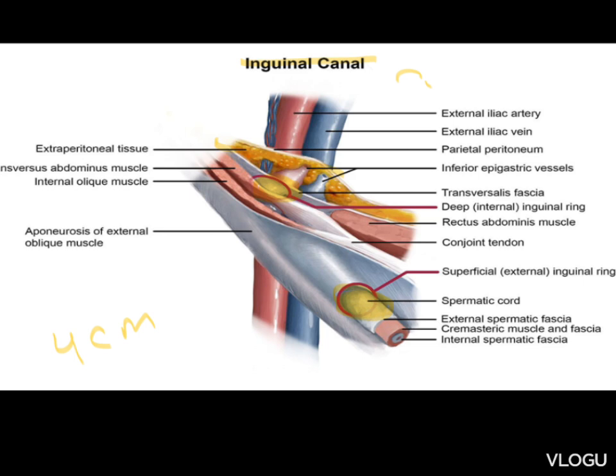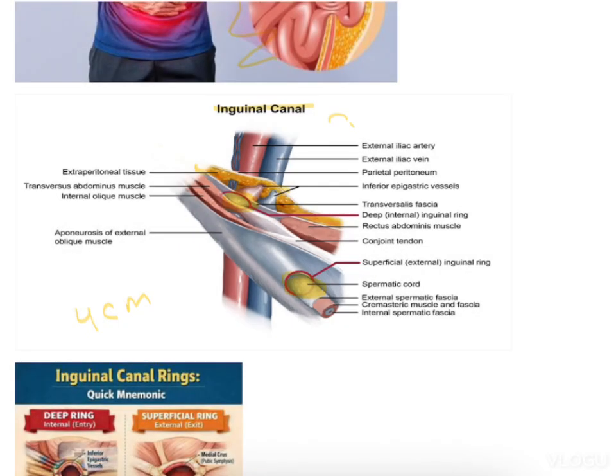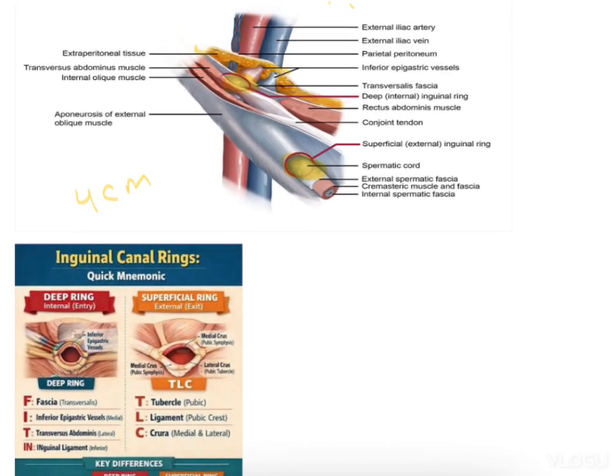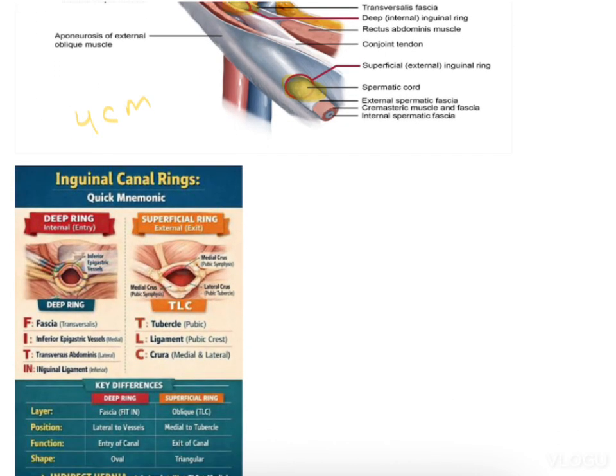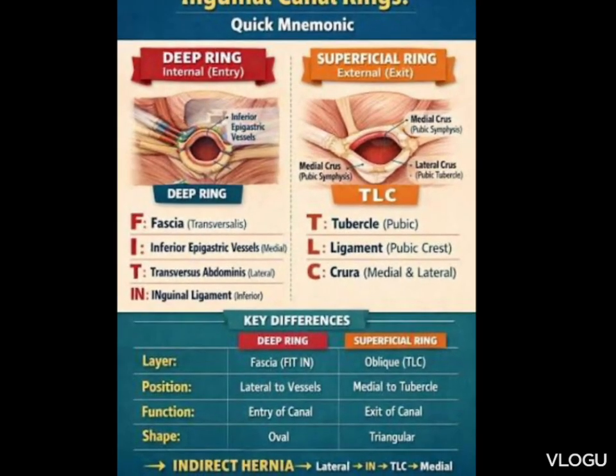Next you can see the floor. In the floor you can see the inguinal ligament and the lacunar ligament. So these are the main boundaries of the inguinal canal. Okay, so in this inguinal canal, I already mentioned the deep inguinal ring and the superficial inguinal ring.